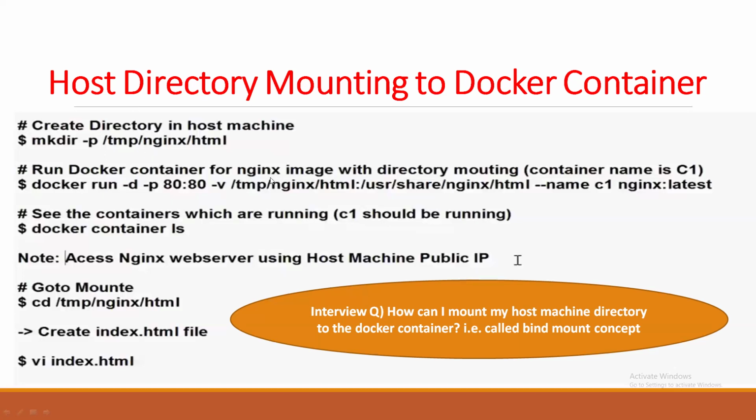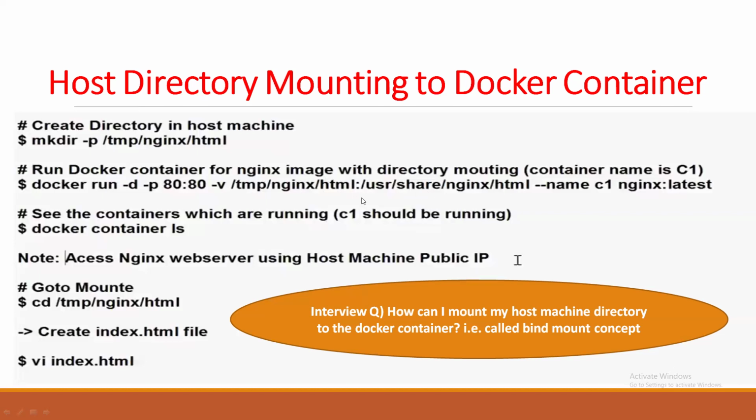So run the Docker container for the nginx image with the directory mounting: docker run -d -p 8080 -v. If you want a bind mount, you can use the -v option. /tmp/nginx/html is the source, and the destination is /usr/share/nginx/html, with --name c1 and nginx:latest. So run the Docker container for an nginx image with a directory mounting. This is the directory mounting.